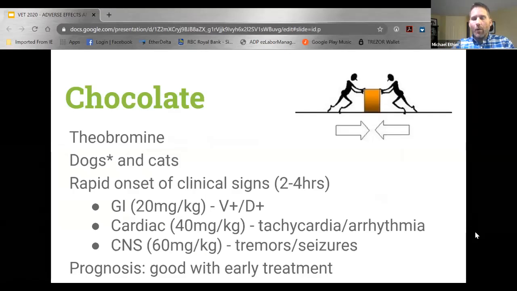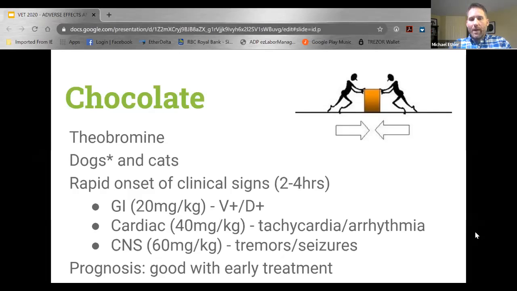So as many of you know, the active ingredient in chocolate that causes our clinical concerns is theobromine. Although both dogs and cats can be clinically affected by this, because dogs tend to have more indiscriminate eating habits, we tend to see a larger population of dogs presenting for chocolate toxicity. It has a very rapid onset of clinical signs within the first 2 to 4 hours. So usually we're going to see those symptoms after the onset of THC clinical symptoms.